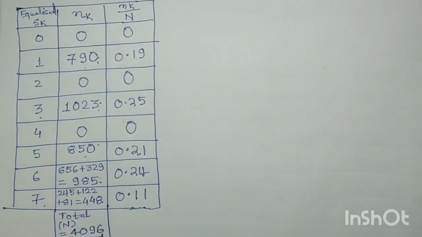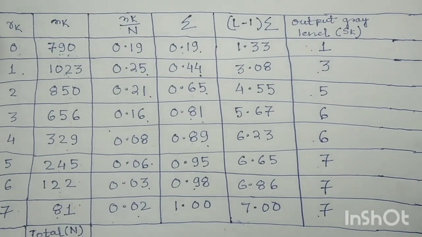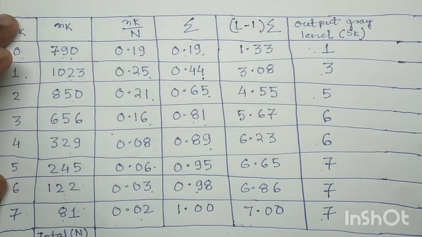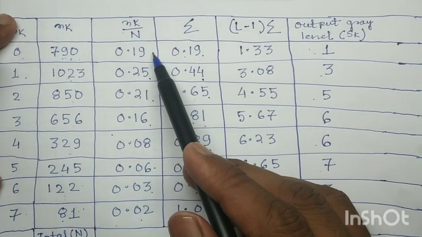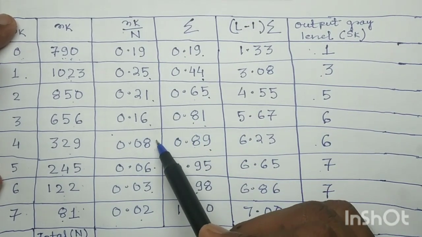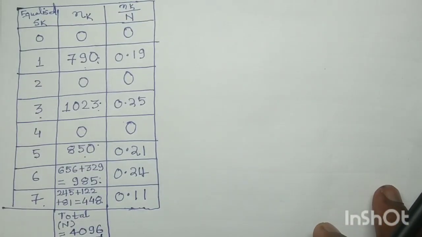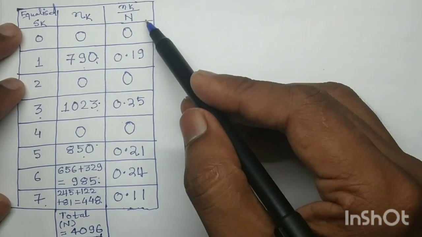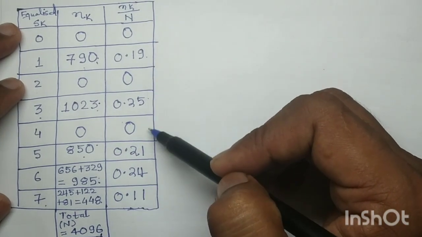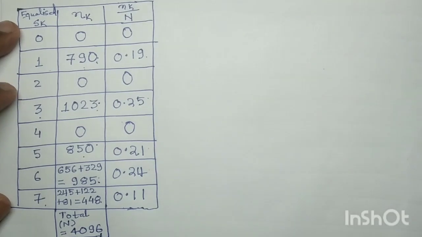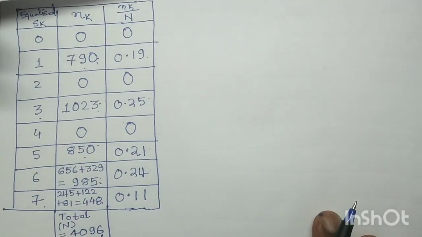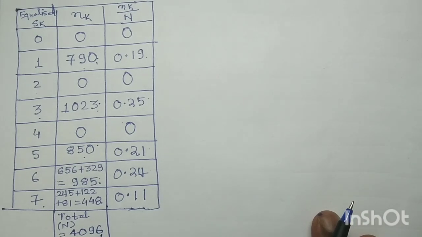So what is the conclusion? If you observe the input histogram, you will find the normalized values of the gray levels are 0.19, 0.25, 0.08, 0.06 and so on. And in the output histogram you will find the normalized number nk by n is 0.19, 0.25, 0.21, 0.24, all having normalized numbers close to 0.2, and hence this histogram equalization process offers a nearly flat histogram in its output.